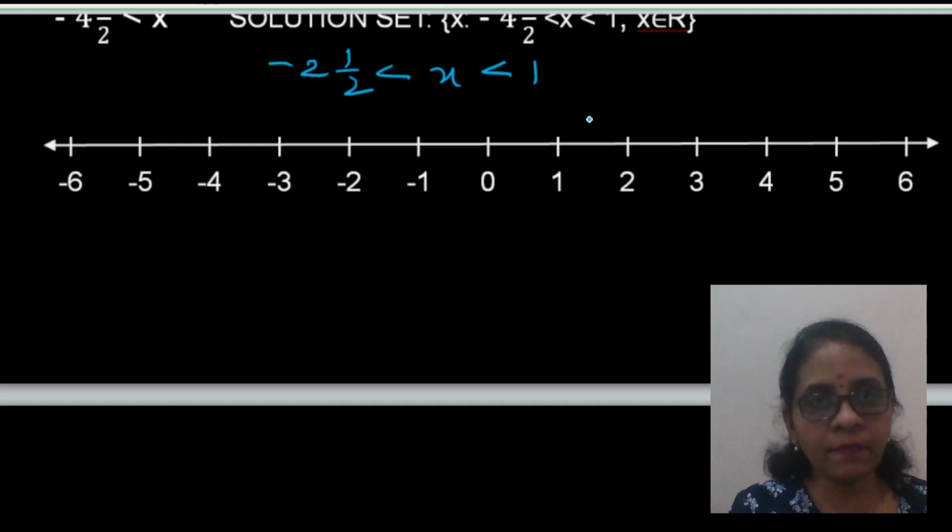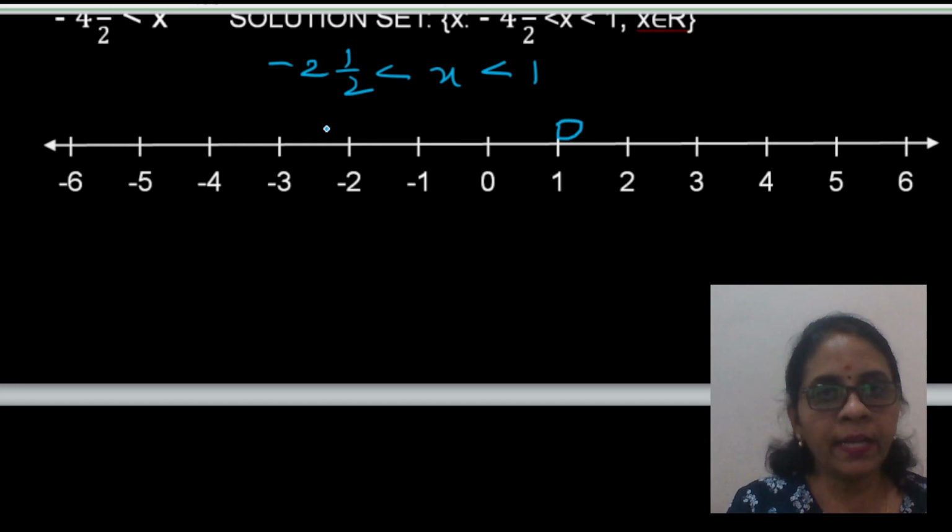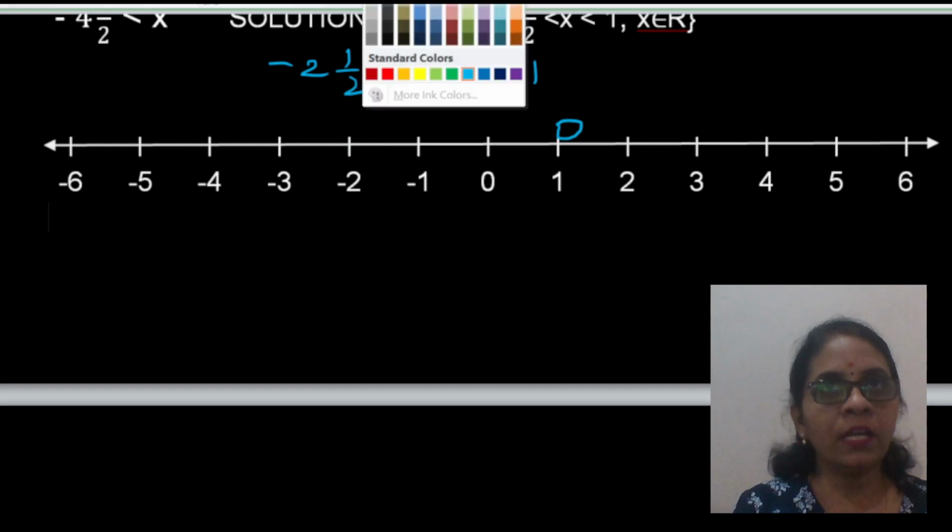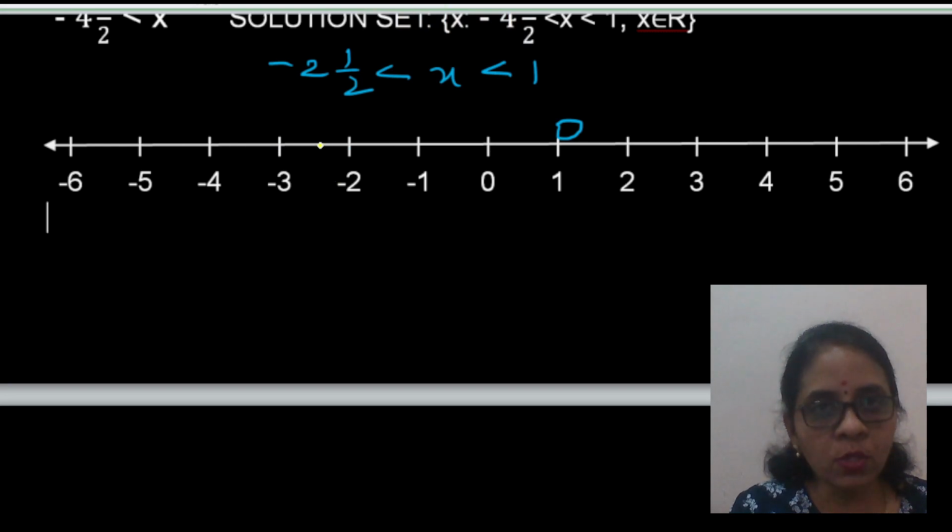Now here listen very carefully. So 1 is anyway shown on the number line, so you mark it with not included. Where does minus 2 1 by 2 be? Minus 2 1 by 2 is between minus 2 and minus 3. Children, whenever you have a number between, you have to mark it. You need not show any exact position. You just mark it right here, minus 2 1 by 2, and then you put a hollow circle.